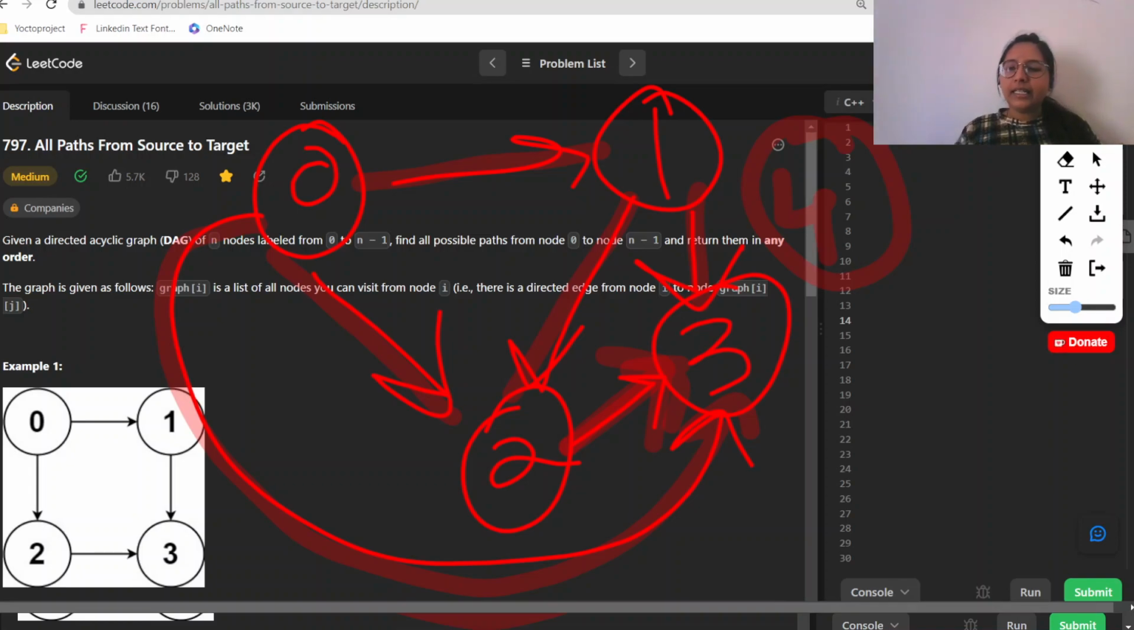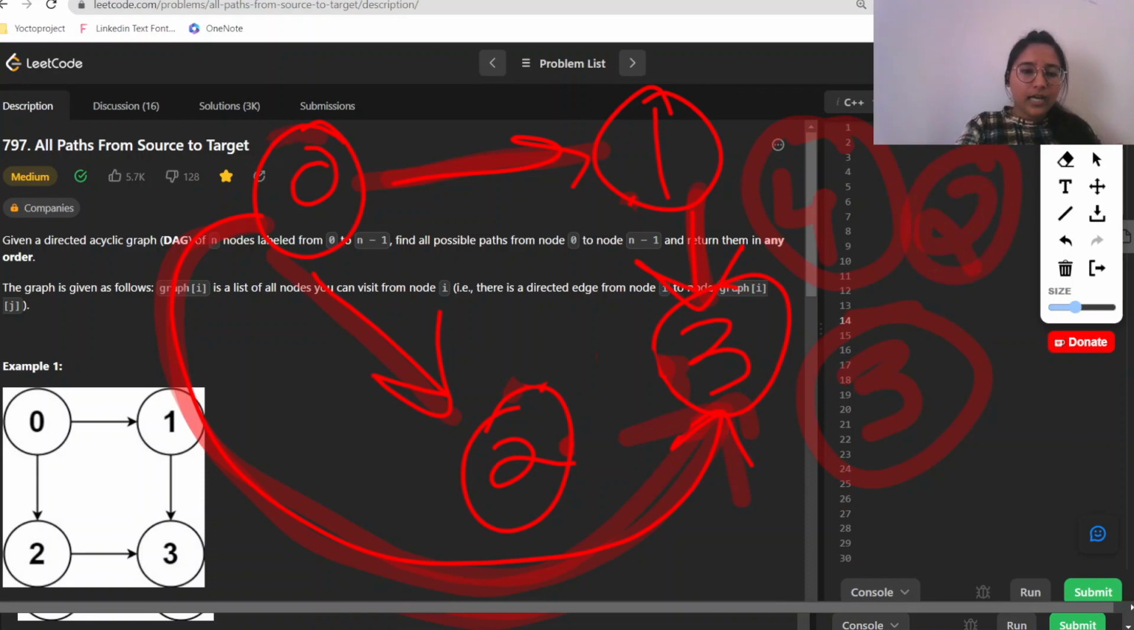But there could be a possibility that this path doesn't exist here. Now there are only three paths, so we will be returning 3. And if this edge is also not there, the node is there but the edge is not, then we have this 1 and then this 2. Only two paths are connecting our 0 node to our n minus 1th node, that is this 3. So our answer would be 2.